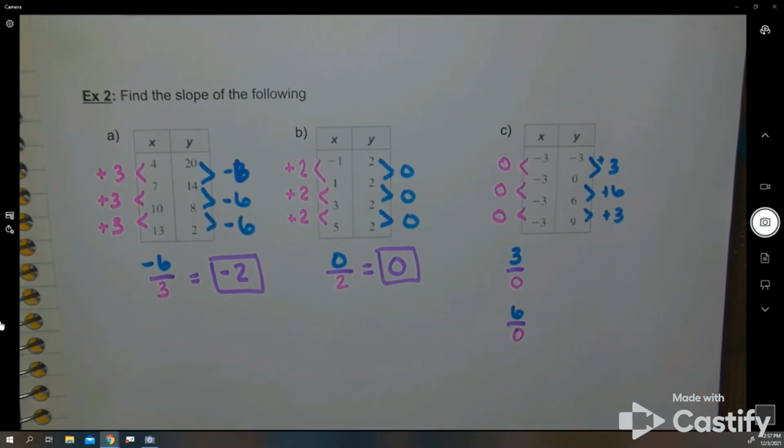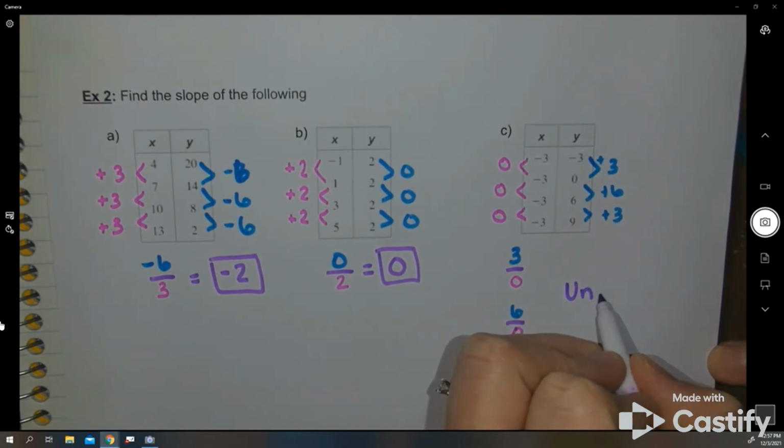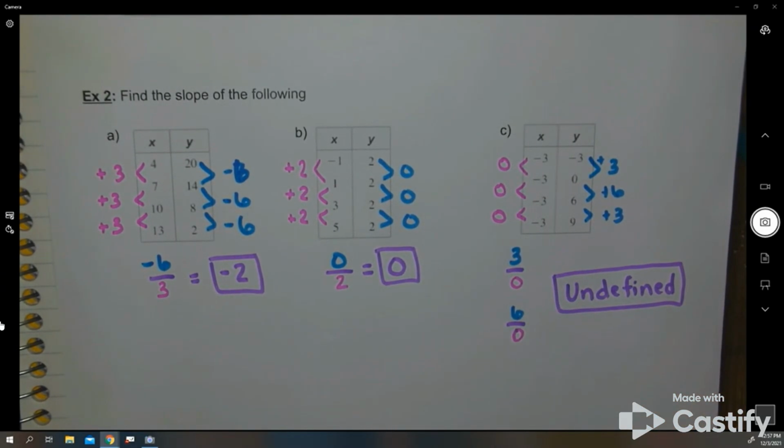Here's the problem. We cannot have fractions with 0 on the bottom. I can't take three things and give them to no one, because I still have them and I'm a person, right? So whenever you have a slope with a 0 on the bottom, we label this as an undefined slope. And what you're going to discover is that when your slope is undefined, it is a vertical line.